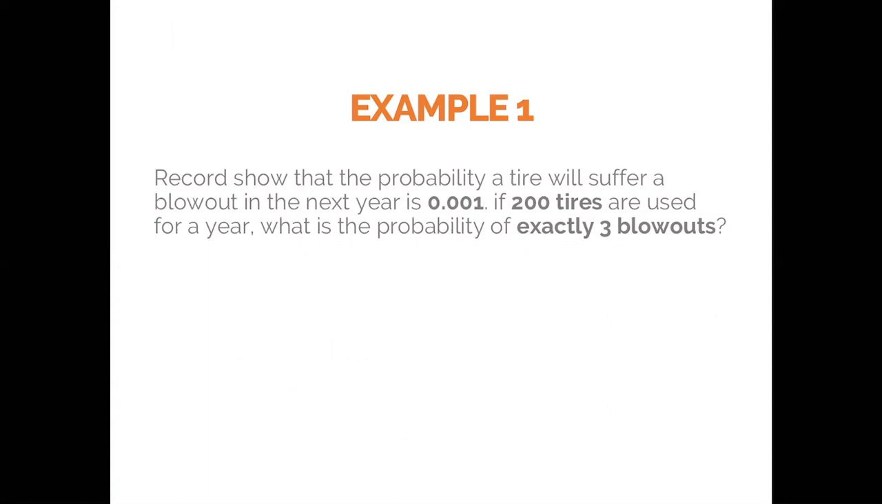Okay. So sa example number 1, records show that the probability a tire will suffer a blowout in the next year. The probability given is 0.001. Okay? If 200 tires are used for a year, what is the probability of exactly 3 blowouts? Okay? So may number tayo ng tires na 200 tires. So pinapahanap sa atin is probability na x is equals to 3.